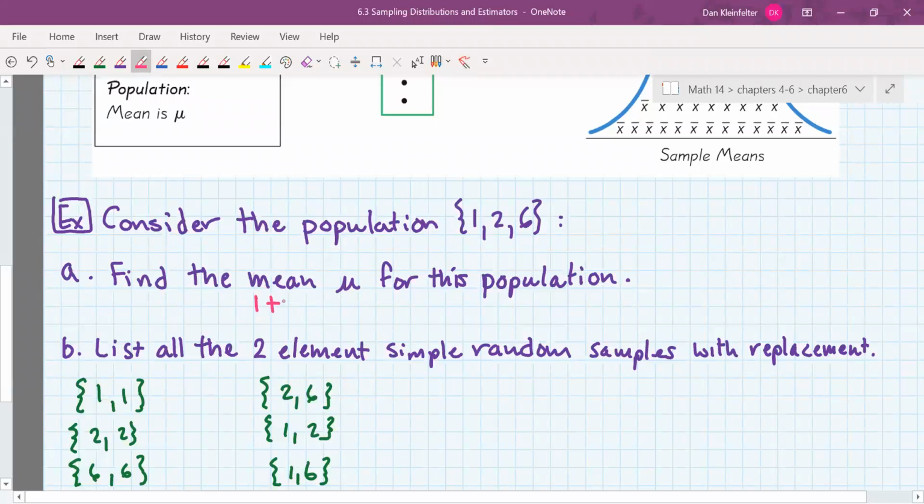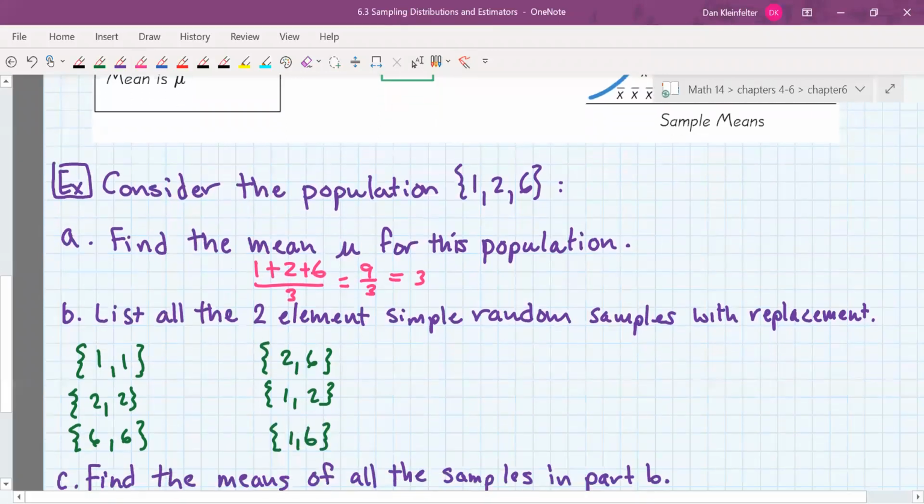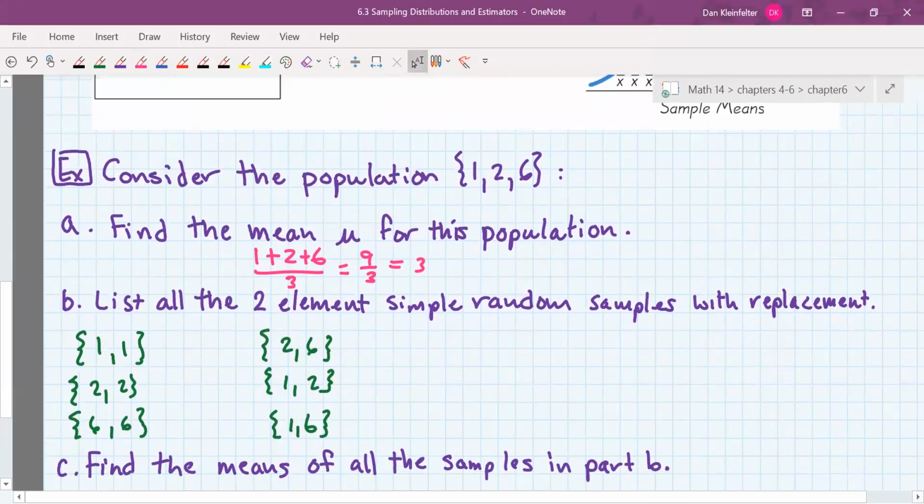So 1 plus 2 plus 6 all over 3. So that's 9 over 3, which is 3. So the mean of this population 1, 2, and 6 is going to be 3. All right, so now we're going to take all the 2-element simple random samples with replacement.